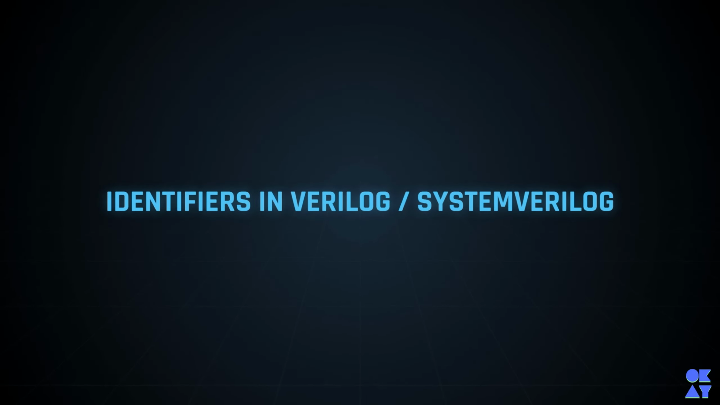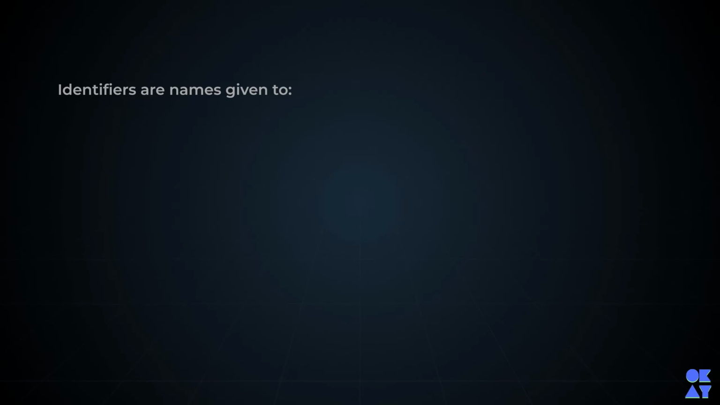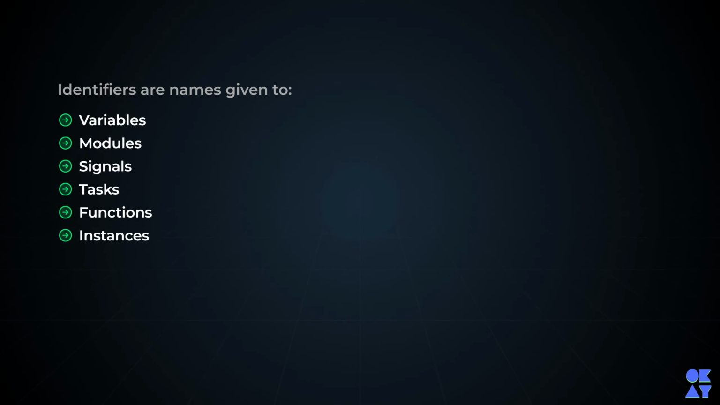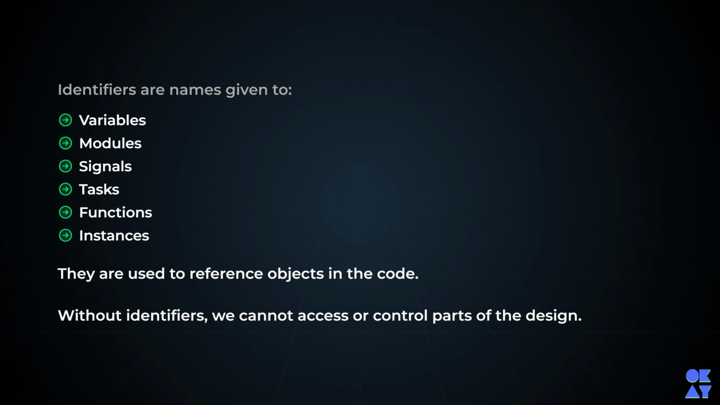Identifiers in Verilog and SystemVerilog. Identifiers are names given to variables, modules, signals, tasks, functions, and instances. They're used to reference objects in the code. Without identifiers, we cannot access or control parts of the design.